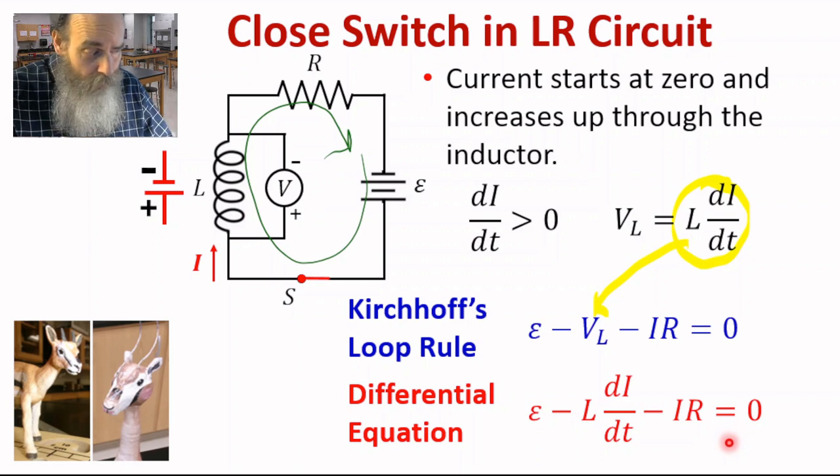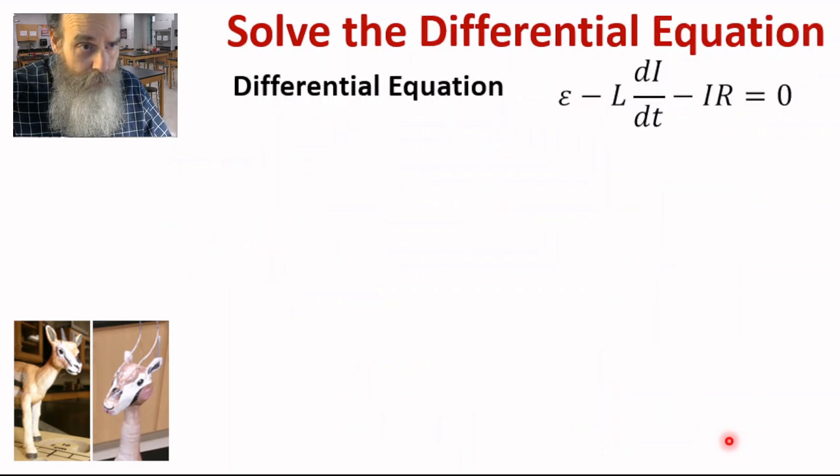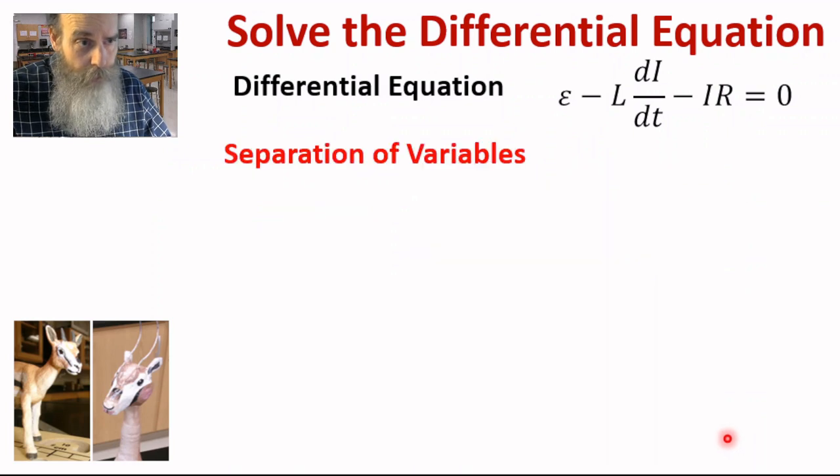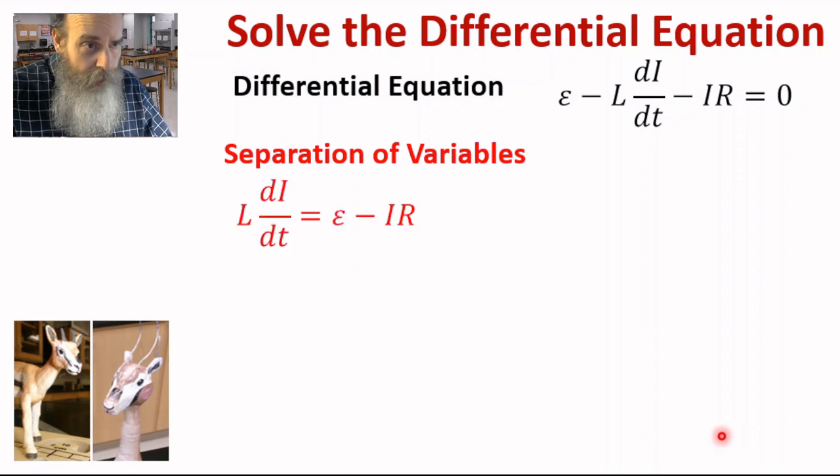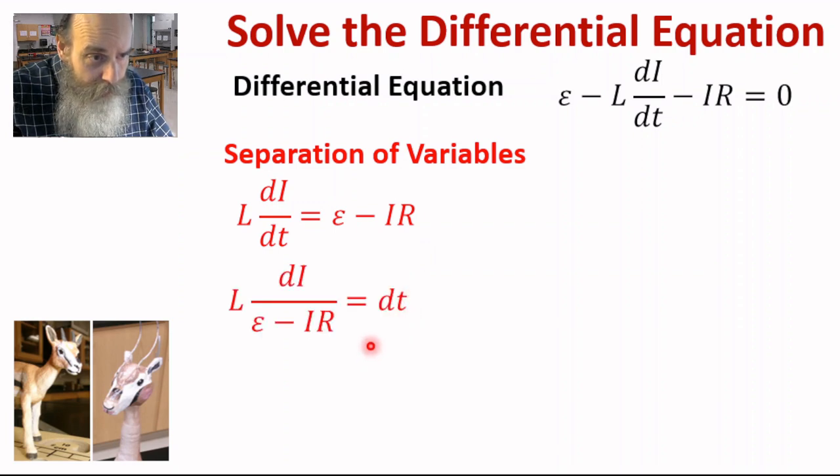Let's solve this differential equation. How do we do it? We need to use separation of variables. We need to put the i's on one side of the equation and the t's on the other side. So let's rearrange it like this. We get L di by dt equals E minus IR. Now, let's divide by E minus IR and multiply by dt, and we get this. Now we have all the i's on one side and all the t's on the other side. The variables have been separated.